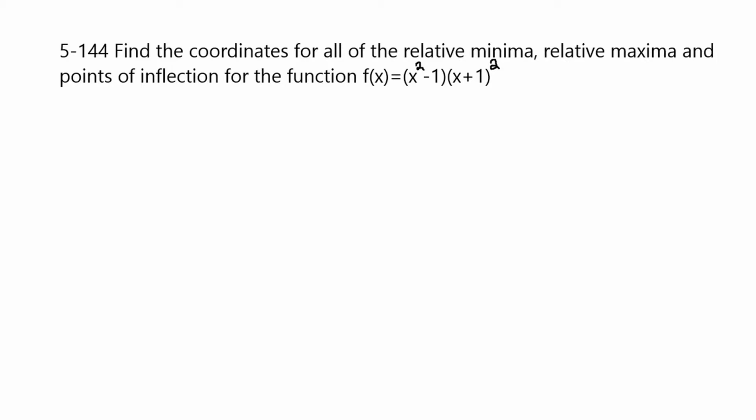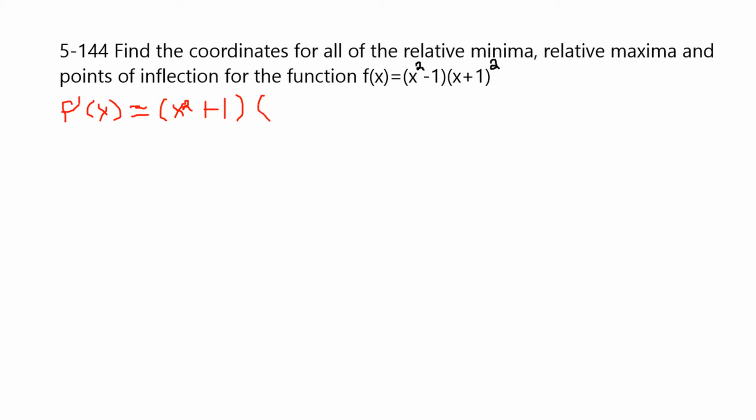Chapter 5, 144. Find the coordinates for all the relative maxima, relative minima, and points of inflection for the function f of x equals x squared minus 1 times x plus 1 squared. We're going to start by finding f prime of x so that we can use the first derivative test.